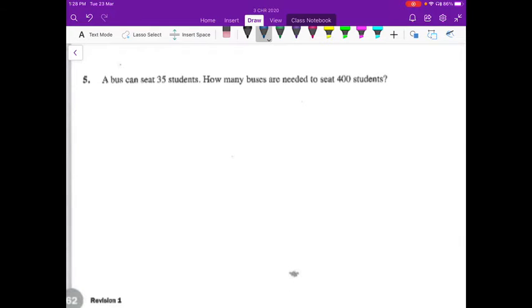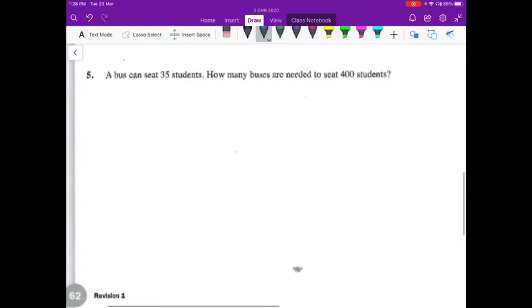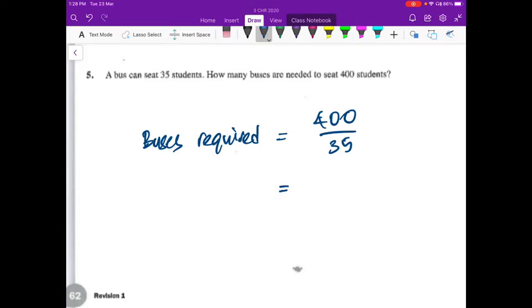Okay, part 5. A bus can seat 35 students. How many buses required for 400 students? Buses required, 400 over 35. 11.42857142. Wow. So you might as well give me the fraction form, 11 and 3 over 7. Right? And where got 11 and 3 over 7 plus? So how many buses needed? Then don't round off lah. Have to add whole number.